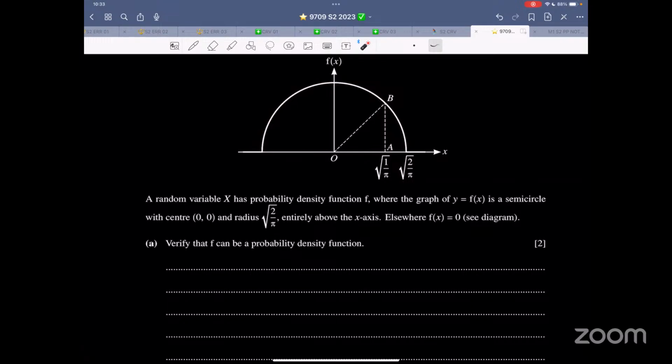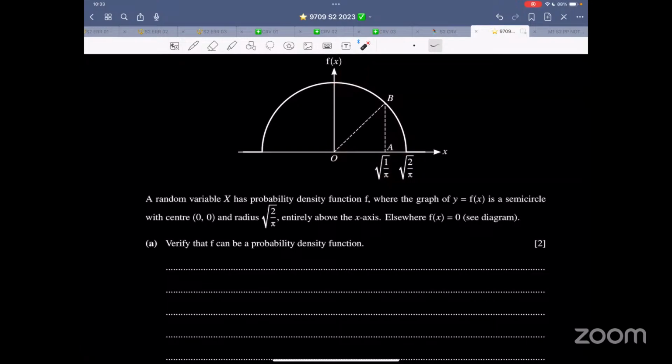Now it says the center is 0, 0. That's right over here. And a radius is this much. So that is the radius over here. And this is one of the x coordinates. And that is the radius also over here. So this is also the square root of 2 over pi.